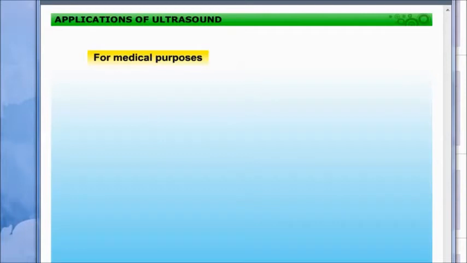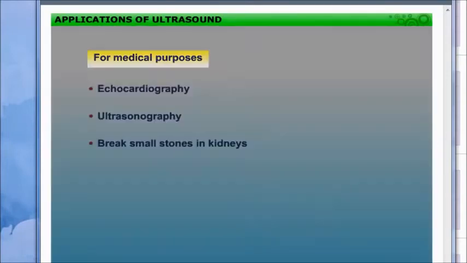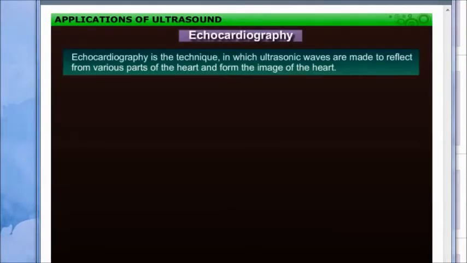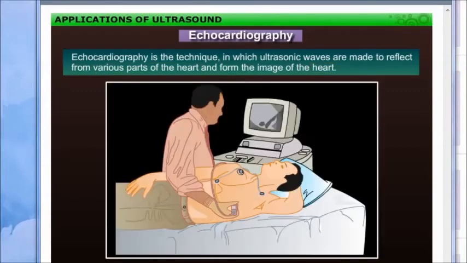Ultrasound is used in echocardiography, ultrasonography, and to break small stones in kidneys. Echocardiography is the technique in which ultrasonic waves are made to reflect from various parts of the heart and form the image of the heart. This helps the doctor to examine the heart.